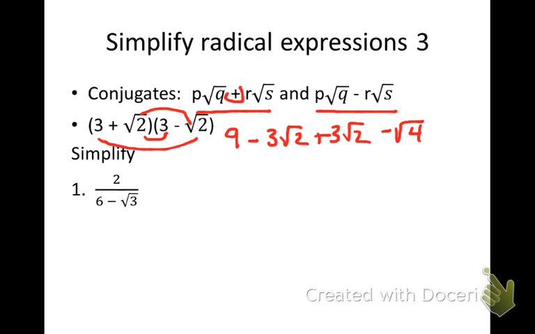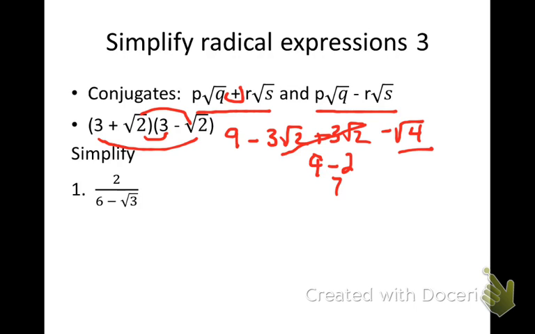Well, here's what we want to happen. The middle terms do cancel, negative 3 times square root of 2 plus 3 times square root of 2, so those are gone, and I have a perfect square here. This is the same as 9 minus 2, which is 7. So that's what that simplifies into. So what should happen is you will not have a radical in the denominator anymore.